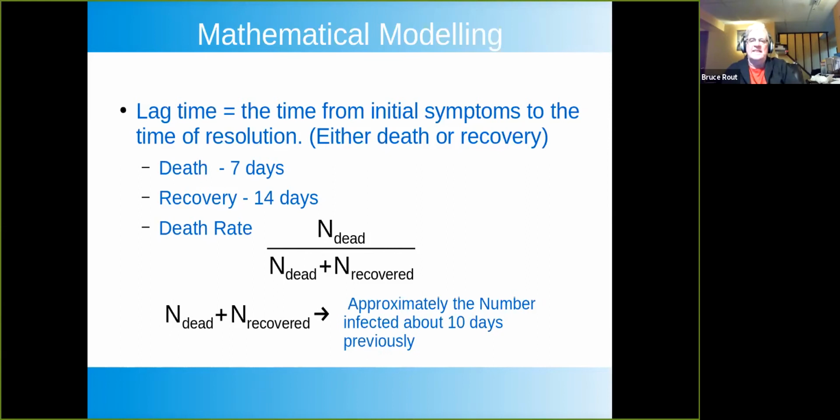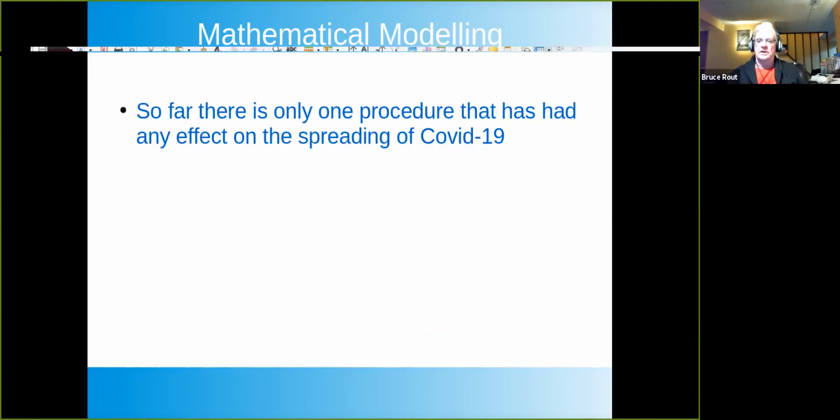And the reason we get that is because the number dead plus the number recovered is approximately the number of people infected about 10 days previously, which means it's the number of people infected minus the number of people who are in hospital, if you think of it that way. Okay, yeah. It works out beautifully the way that it happens. So very nice stuff happens.